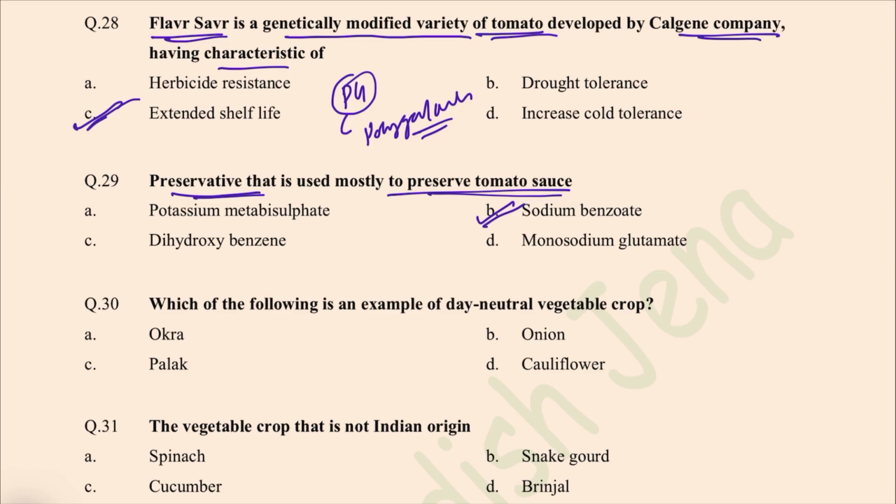Dihydroxybenzoate, not a specialized food preservative. Monosodium glutamate, it is a flavor enhancer, not a preservative. Question from here: which chemical preservative is used for preserving colorless juice? Potassium metabisulfate can be used. Sodium benzoate is generally effective in controlling microbial growth when the product is acidic.